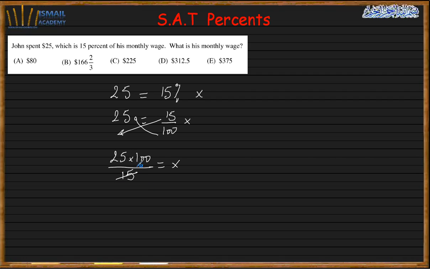So here I can simplify by 5. This is 3. So we'll have 500 over 3 is x. So if we do division here, I will have x equal 166, remainder 2, so it's going to be 166 and 2 thirds. So this will be my answer.